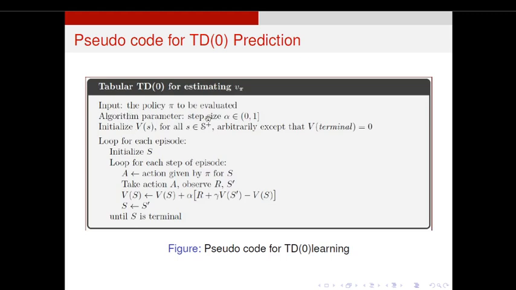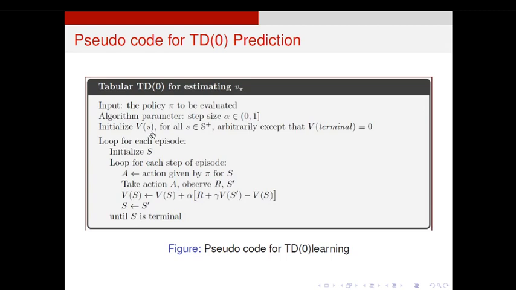Input is a policy. We have to visit the states according to this policy. The algorithm parameter alpha lies between 0 and 1. When alpha is equal to 0, no learning happens. When alpha is equal to 0, what happens? V of S is equal to V of S itself. It will stand still. So we specify alpha is an element of open 0, closed 1.